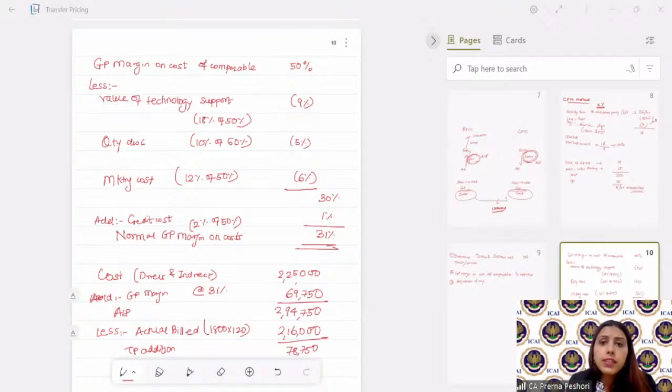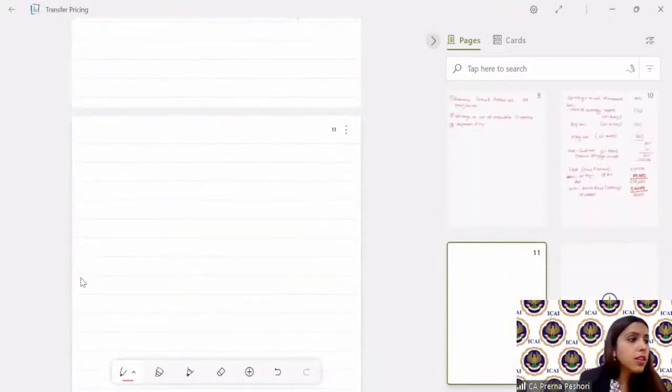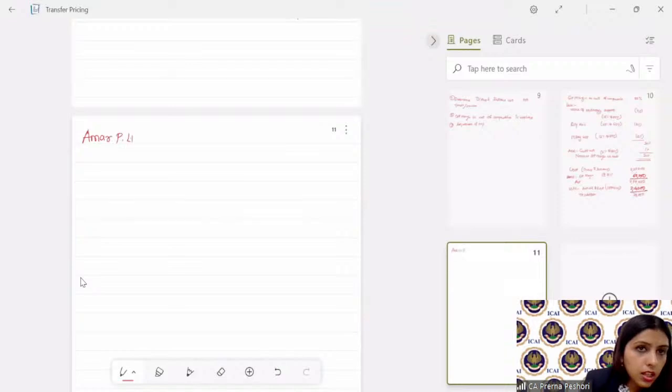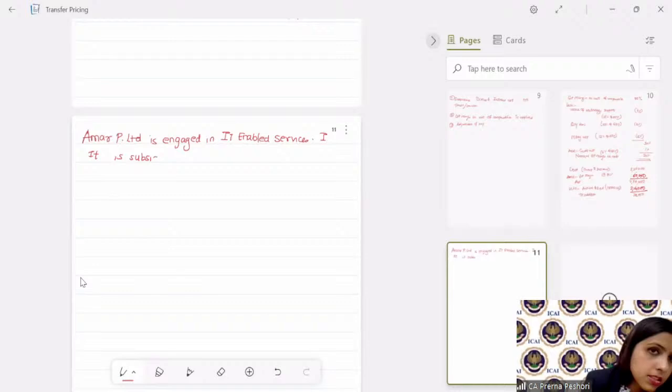Now you are going to solve it entirely. I'm not going to solve it. Okay. Again, this is a May 18th question. Amar Private Limited is engaged in IT enabled services. It is a subsidiary of ABC Inc. in US.